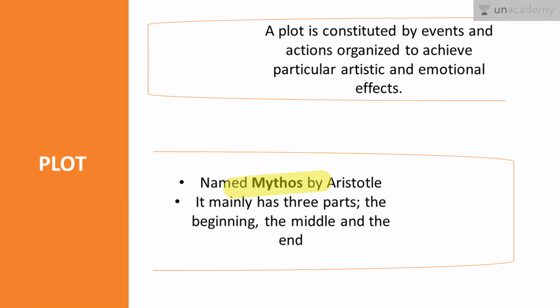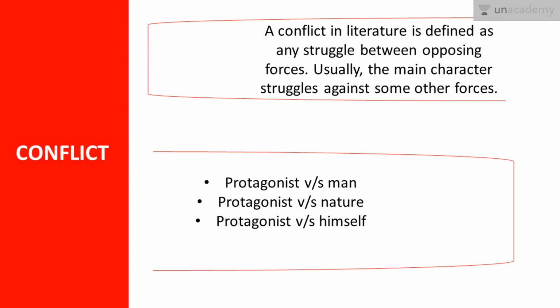This action I've been talking about helps the plot advance. Why are these actions there? Because of the fourth important component of a story, that is conflict. A conflict in literature is defined as any struggle between opposing forces. Usually the main character struggles against some other force. So because of this conflict, the character takes certain steps, the character does certain actions which in turn advance the plot.